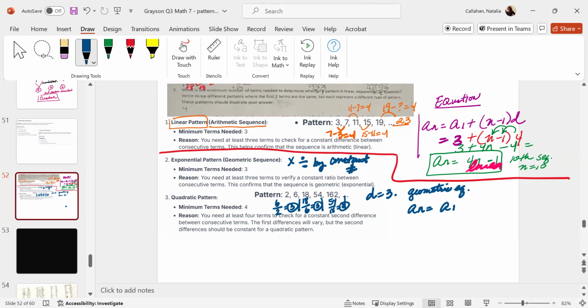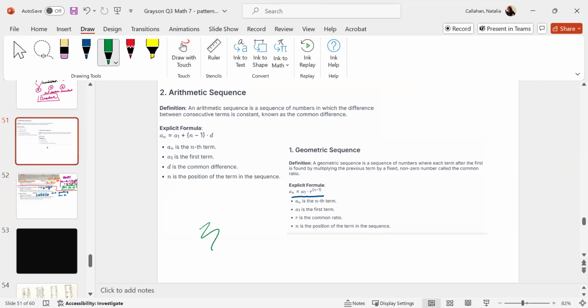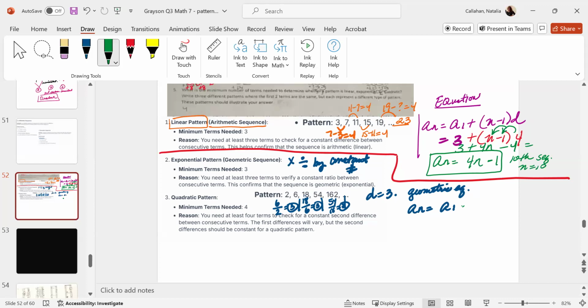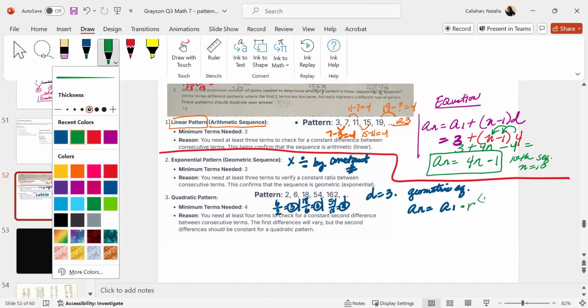Wait, my pen works. What is wrong with this stupid thing? Why is it not working? That's great. It works over here, but it doesn't work over here where I actually need it. Times r to the n minus 1, correct? Garbage.